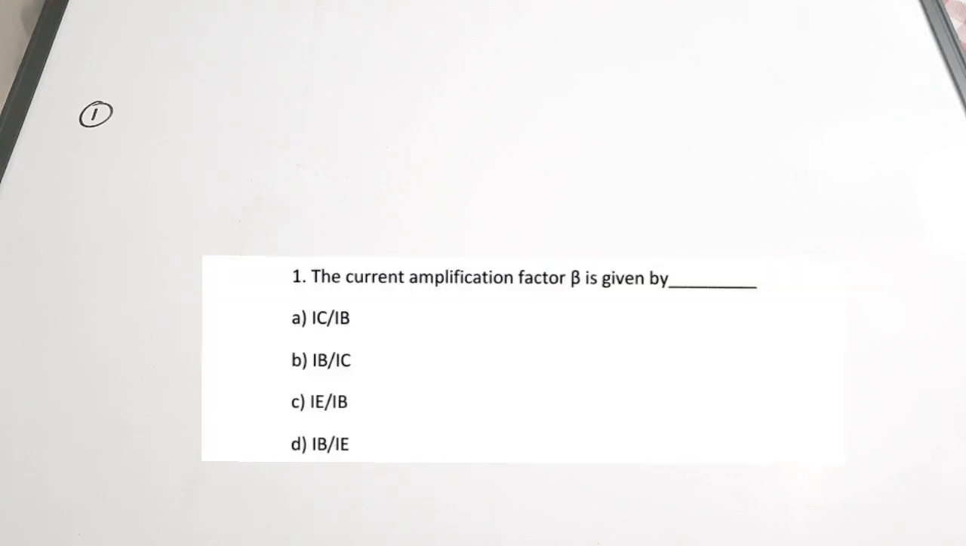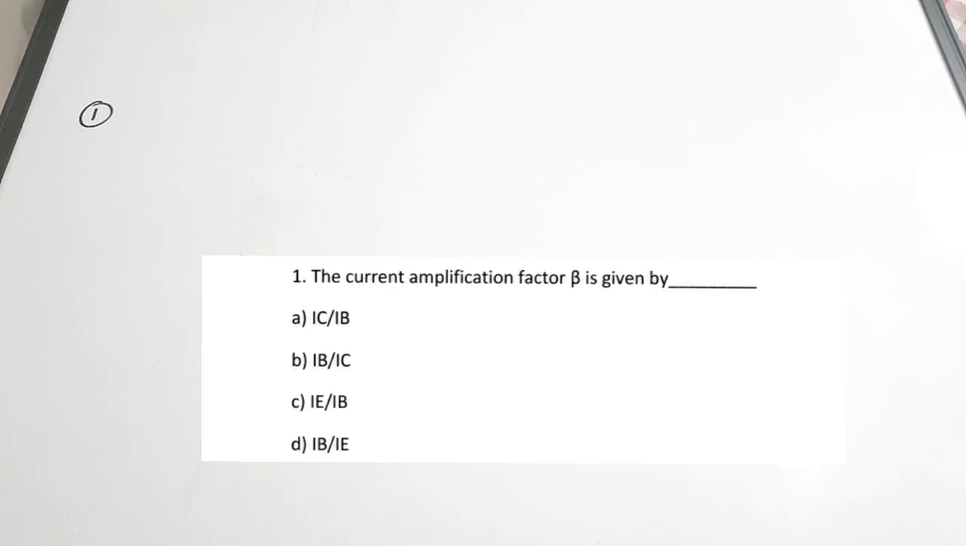So this video is an MCQ video for transistors. I hope that you have seen the 10 questions. Now we are going to see the solutions. You will be seeing the questions on board. So the first question is, the current amplification factor beta is given by dash.